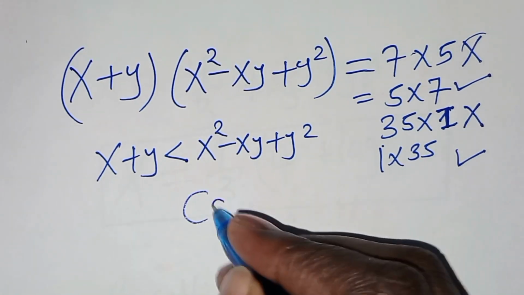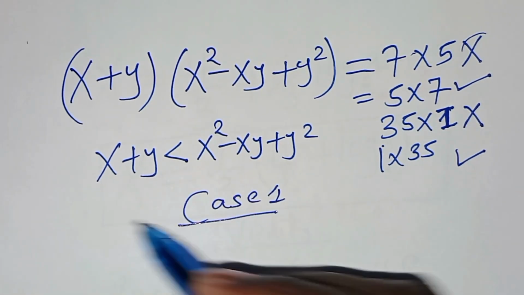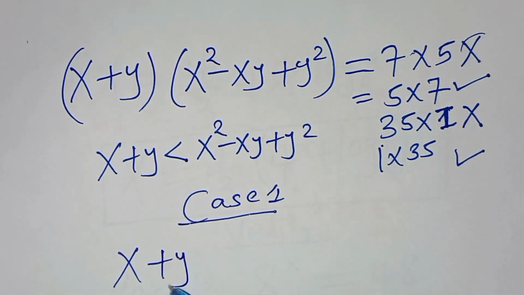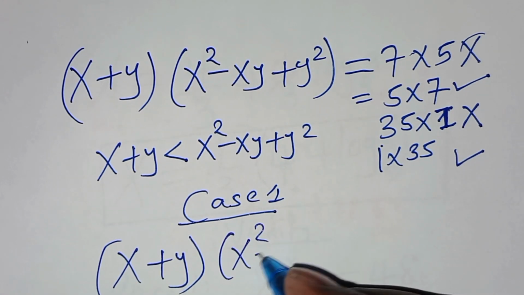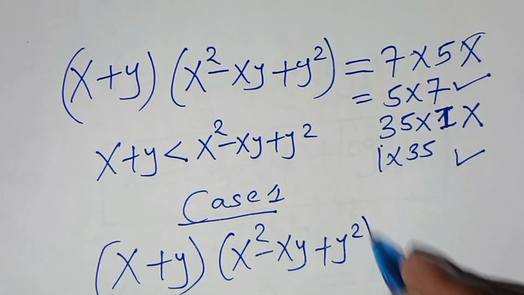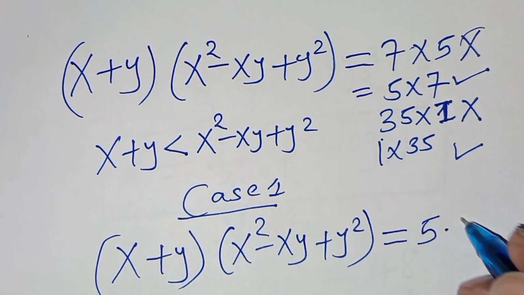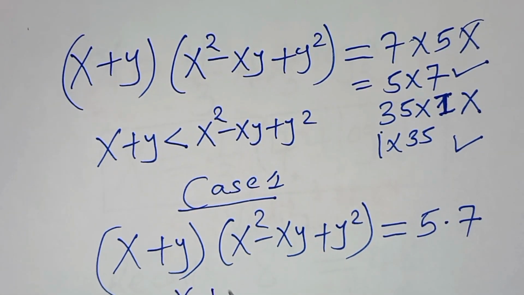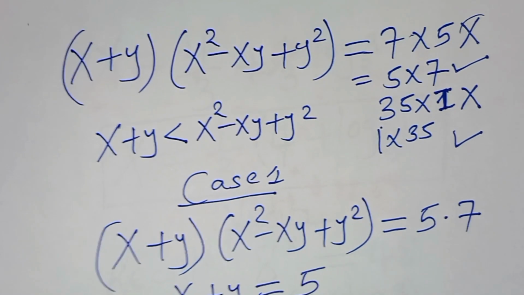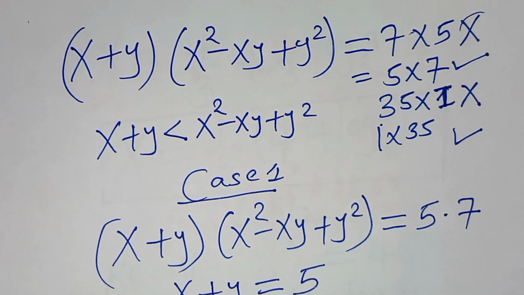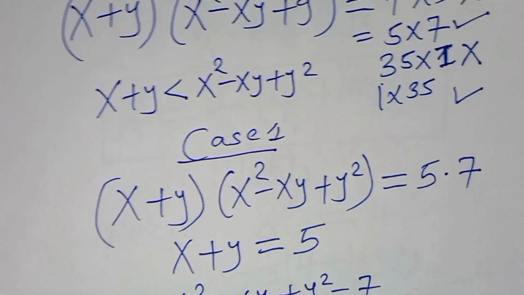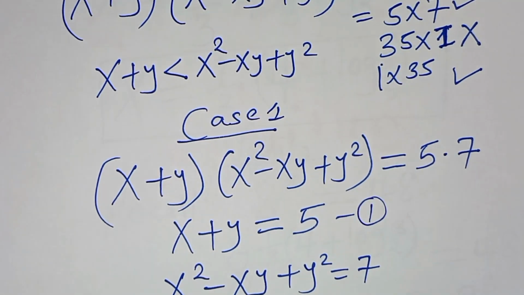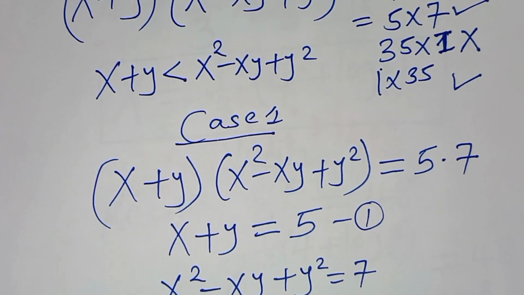So we can start with case one here. We have x plus y and also x squared minus xy plus y squared, so this is equal to 5 times 7. So this implies that x plus y is equal to 5. We also have x squared minus xy plus y squared equal to 7. Now let's call this equation 1 and this equation 2.